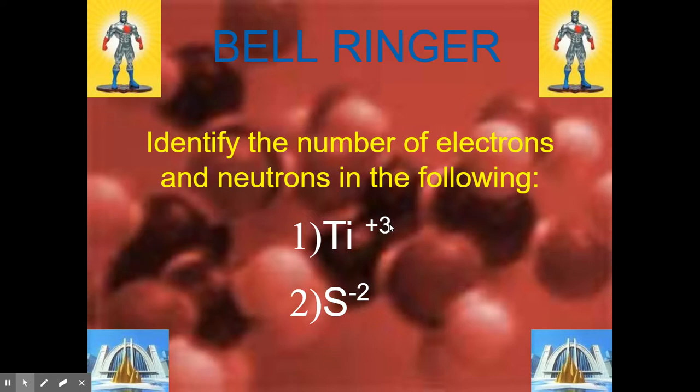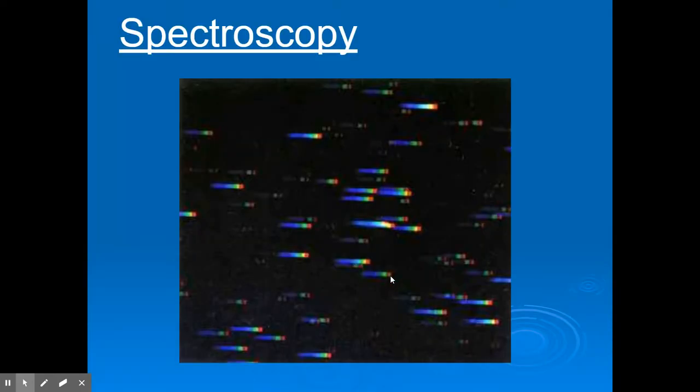In terms of neutrons, it's the mass number, which in this case is 48, minus 22, which is 26. So it's got 19 electrons and 26 neutrons. Now S minus 2. A sulfur atom would have 16 electrons, but since it's a -2 charge, it gains 2 electrons, so it's going to have 18 electrons. The number of neutrons is 32 minus 16, which is 16 neutrons. So that's just a quick review of figuring out the neutrons and electrons, because those are the things that can change in a particular particle.